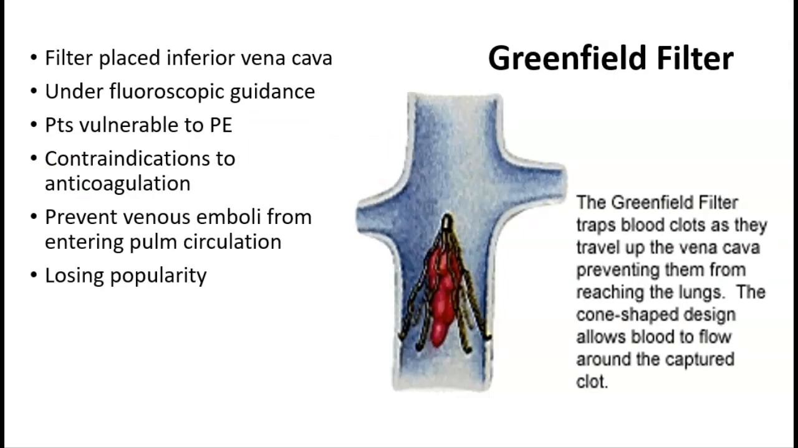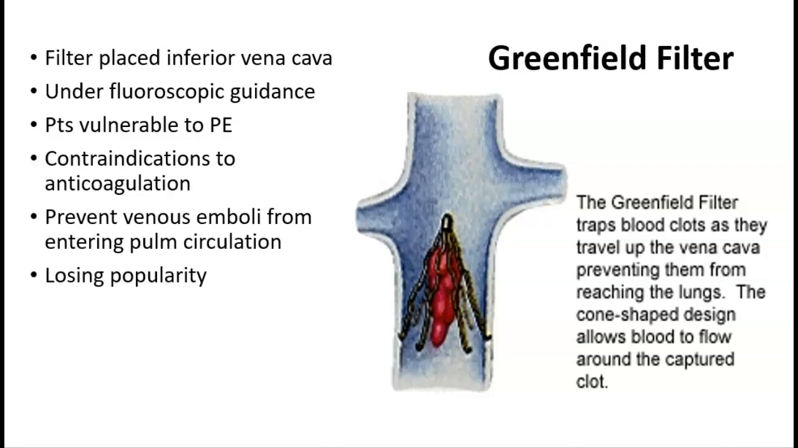Okay, and I guess the last thing we'll talk about in this section is the Greenfield filter. It's falling out of favor these days, so we don't see them that often, but you may still see them, and patients may have them, so you should know about them. Basically, it's a filter that's placed in the IVC, and it collects clots so that they wouldn't travel up and become pulmonary emboli or go into the brain.